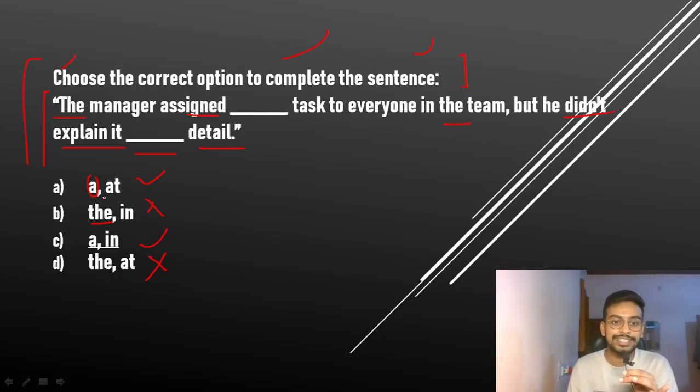Now you can see A is fitting over here: assigned task to everyone in the team, but he didn't explain it in detail. At details can't be the answer. So what is the correct answer? C is the correct answer. In this way you can solve verbal ability questions using option elimination. First see which options can be the answer, and eliminate the maximum you can.